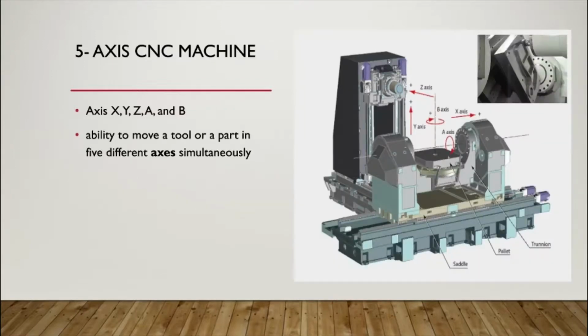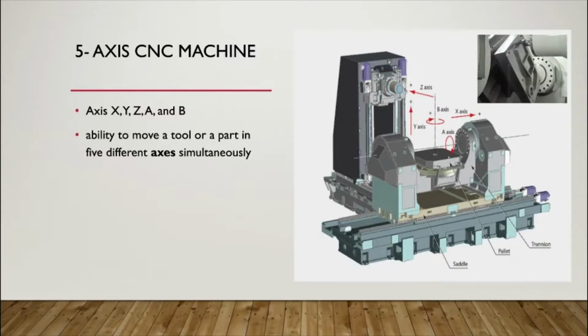The next one is the 5-axis CNC machine. The 5-axis CNC machine is an advanced CNC machine because it has 2 additional axes. The 5 axes are the x-axis, y-axis, z-axis, a-axis and b-axis. X, y, z are the linear axes, but a and b are the rotational axes. A is the horizontal rotational axis, and B is the vertical rotational axis.